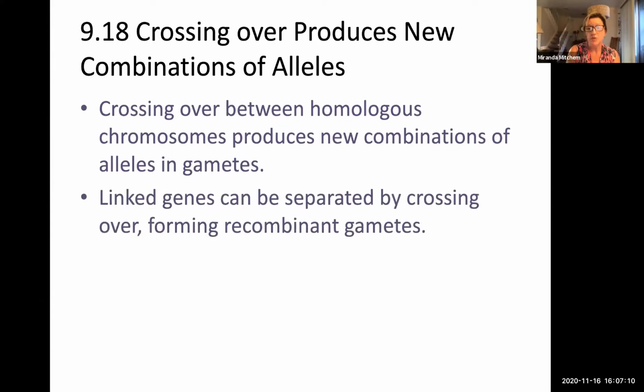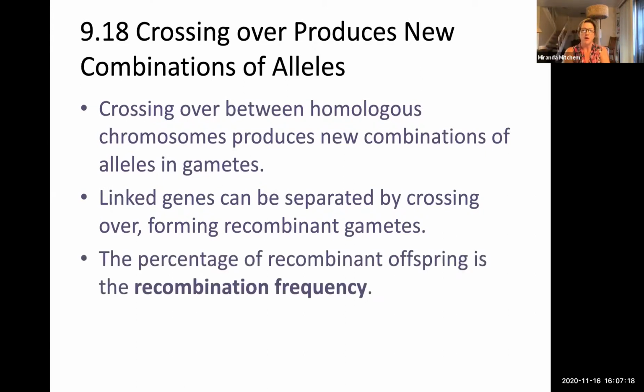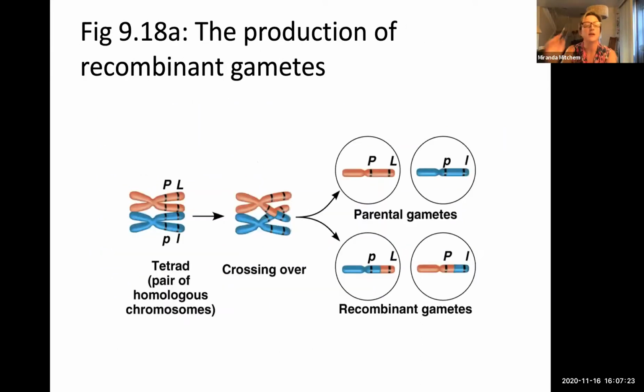So linked genes can be separated by crossing over, and then we get something new. We get these recombinant gametes, and we can figure out the recombination frequency. So let's take a look. Here we go. So here's our homolog. We've got the homozygous dominant on the red chromosome crossed with the homozygous recessive on the blue chromosome. So we've got 2 different locuses, and they're actually pretty far apart in this example. But look here, crossing over happens, and the crossing over is occurring in between the P and L locuses.